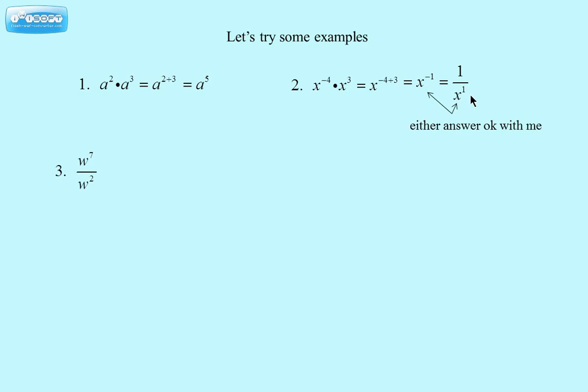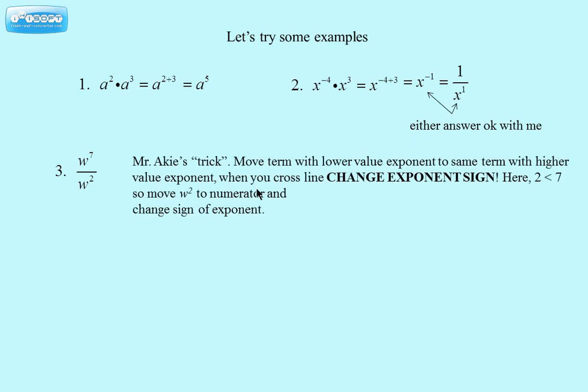Here's another straightforward example. We have w to the 7th power divided by w squared. Here's my little trick. Move the term with the lower value exponent, which in this case is w squared, towards the higher value exponent. So we're going to move this up, crossing the line towards w to the 7th. When you cross the line, change the sign of the exponent. So you'd end up with 7 minus 2, so it's w to the 5th. Remember, when you cross the line, change the sign.